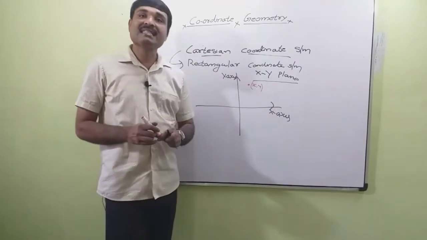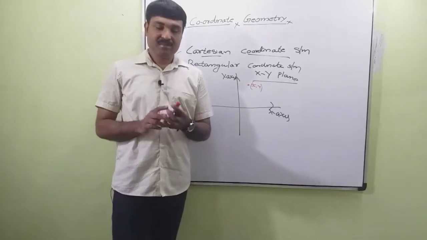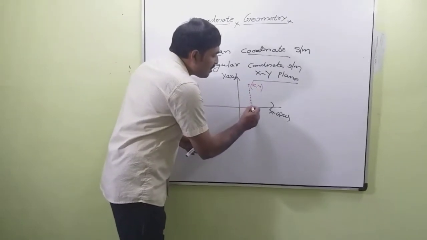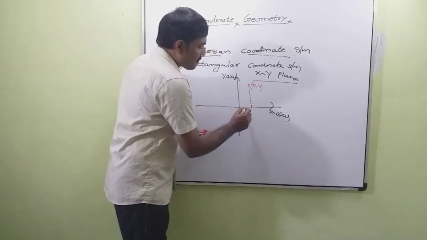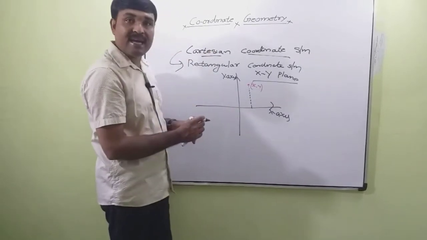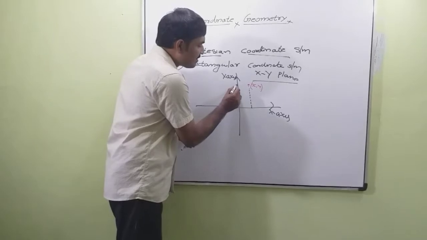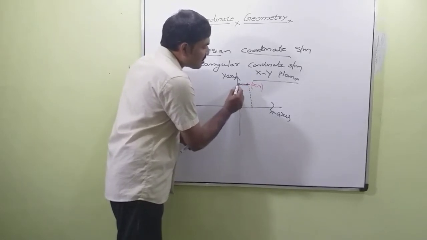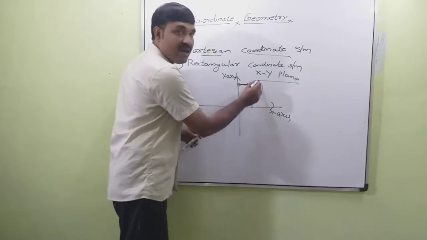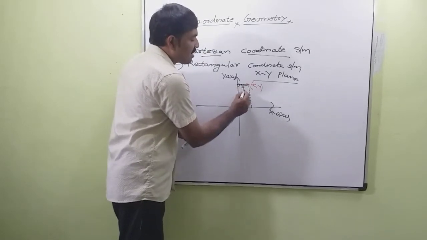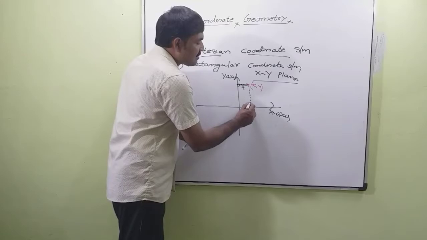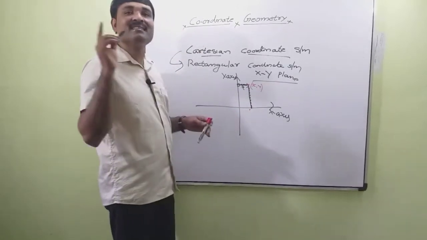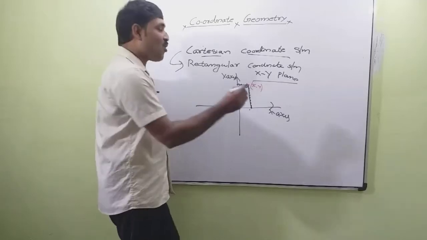Then what is x and what is y? x is the perpendicular distance measured from the y-axis. This is our y-axis. So this distance, the perpendicular distance measured from the y-axis, is x. And this distance, the perpendicular distance measured from the x-axis, is nothing but the value of y.